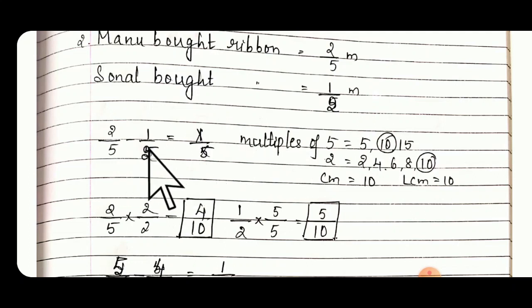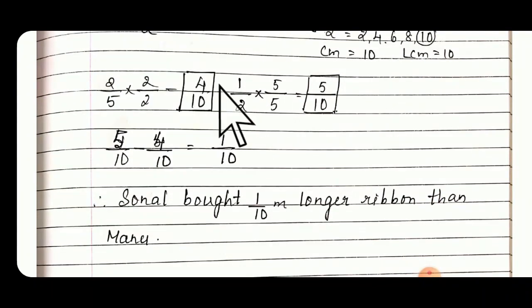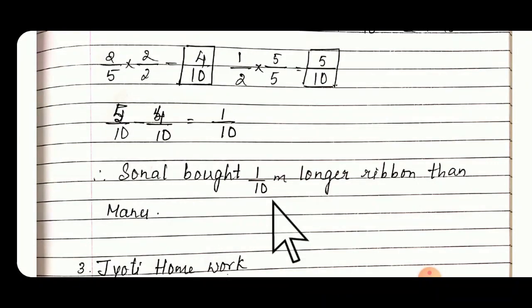So write down the fractions, different numerator and different denominator. To find the difference, you have to first convert into like fractions. That is, by taking the denominators, write down the multiples of table 5 as well as table 2. Get the common multiple as well as LCM. Then take that answer and convert into like fractions. Later on you need to subtract and see. 1 by 10 is the fraction. Therefore, Sonal bought 1 by 10 meter of ribbon longer than Manu.